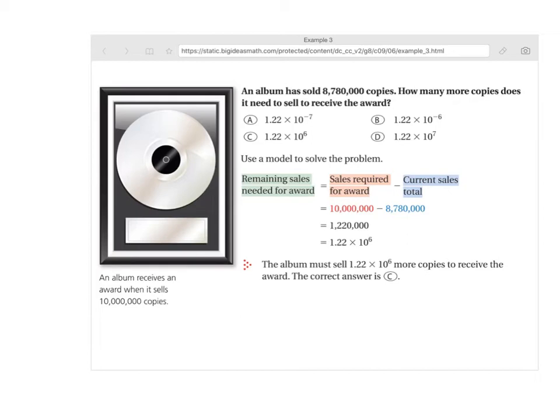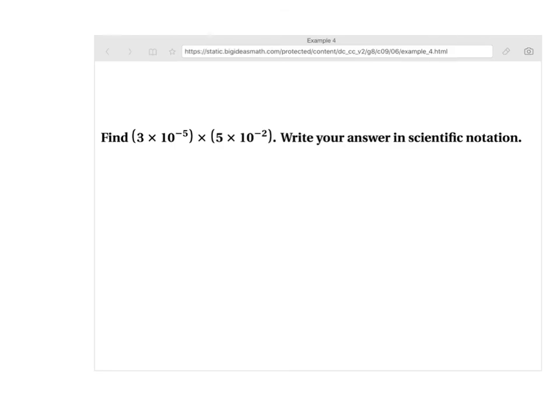All right, I think we have an example to go with this. Oh, no. Let's do example 4. So that was example 3. Let's do example 4. All right, now here's the next skill you need to learn. We're going to learn how to multiply scientific notation.